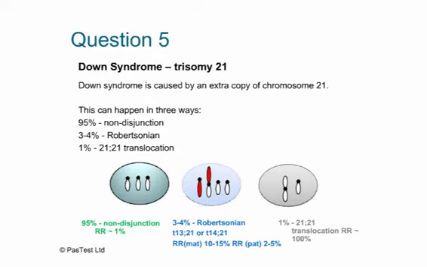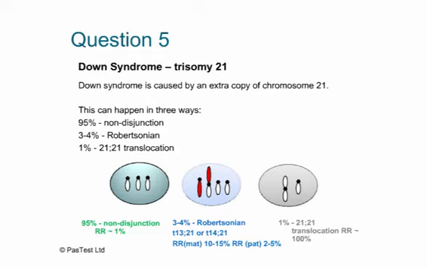What this means is that there is an increased recurrence risk above that of a non-disjunction event. With a Robertsonian translocation, depending on whether it's carried by the male or female, the recurrence risk is either 10 to 15% for a maternally derived Robertsonian, or a 2 to 5% recurrence risk for a paternally derived Robertsonian translocation.